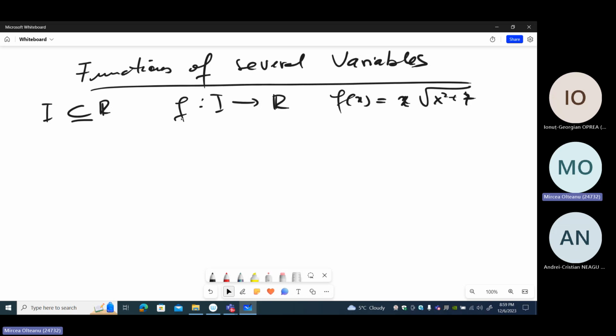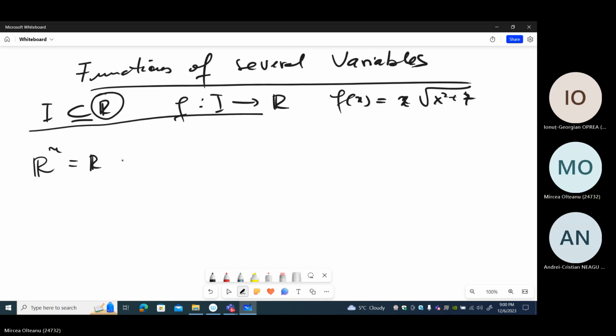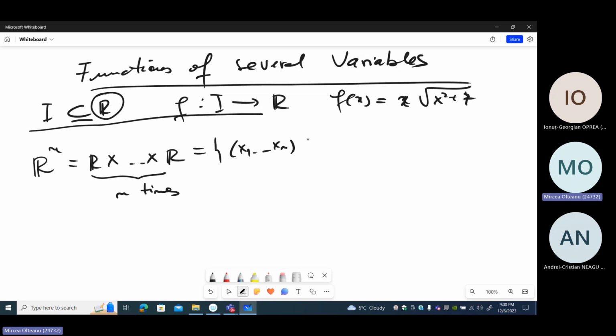Now, what's the idea of functions of several variables? 2, 3, and so on. For this, we need to have something similar to the set of real numbers. So that is the space R^n, which means the Cartesian product of R with itself n times. An element here is written as (x1, ..., xn) with xj real numbers. Now, the usual particular cases are when n equals 2. Here the elements are denoted by (x, y) instead of (x1, x2). And when n equals 3, the elements are (x, y, z).